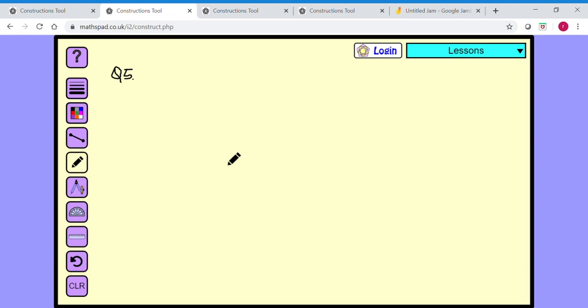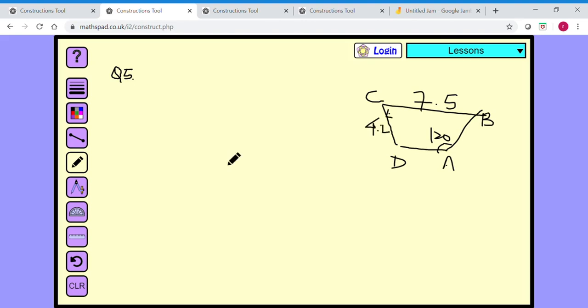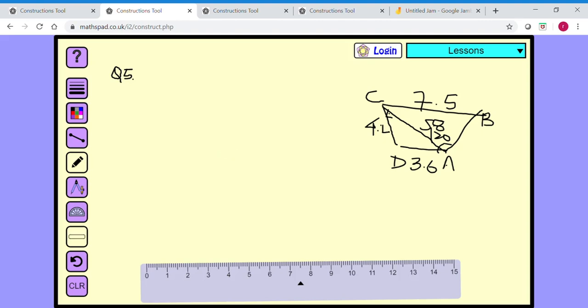Let's do a rough diagram again here. This is 120. This is A, this is D, this is B, this is C, this is 7.5, this is 4.2, this is the base is 3.6 and AC is given as 5.8. Perfect. So let me first draw AD of length 3.6.